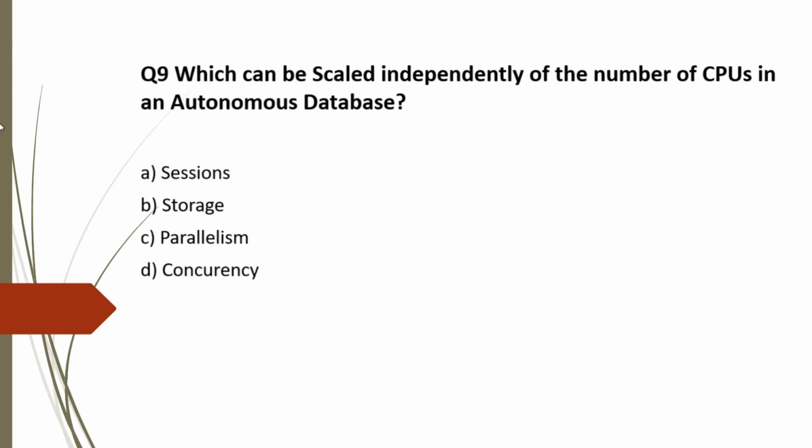Coming back to the question, option A, sessions, is incorrect. Option B, storage. In fully elastic scaling, it can scale storage independently. So this is correct. Option C, parallelism, is also incorrect. Option D, concurrency, is also incorrect. So the correct option for question 9 is option B.